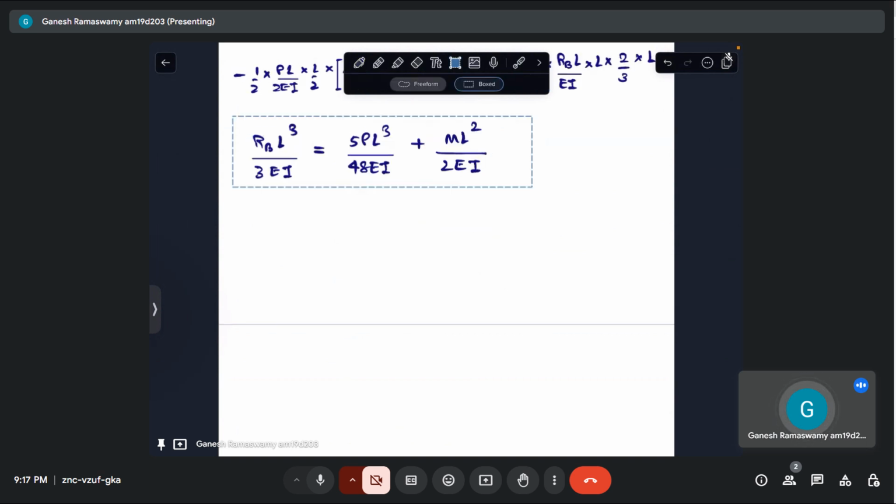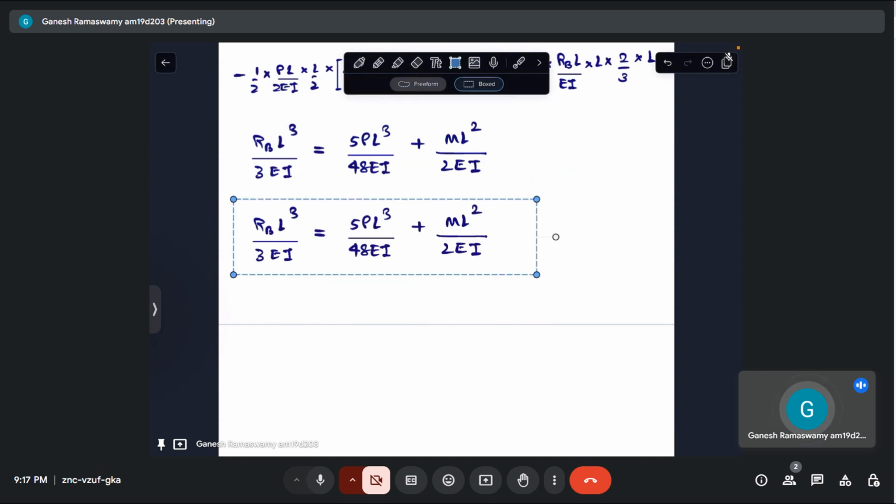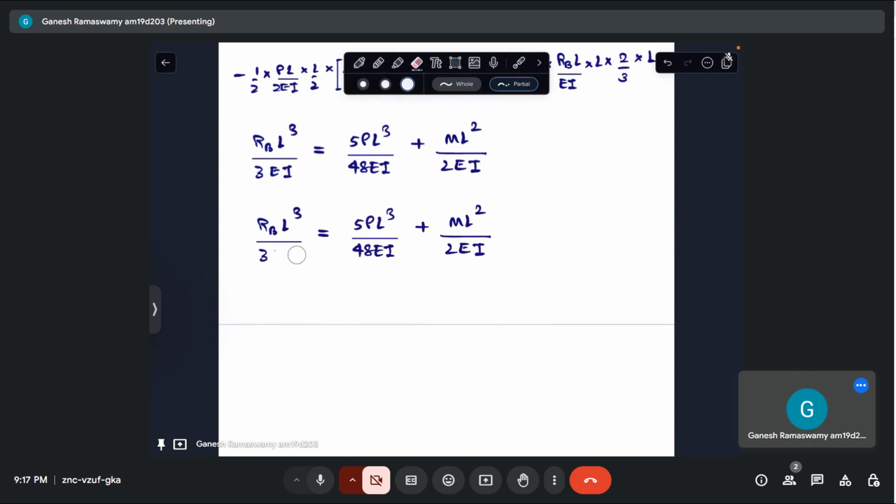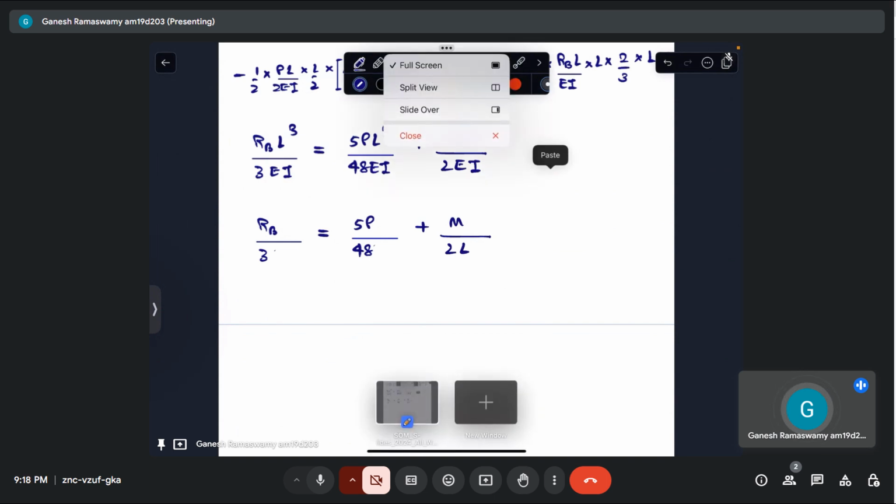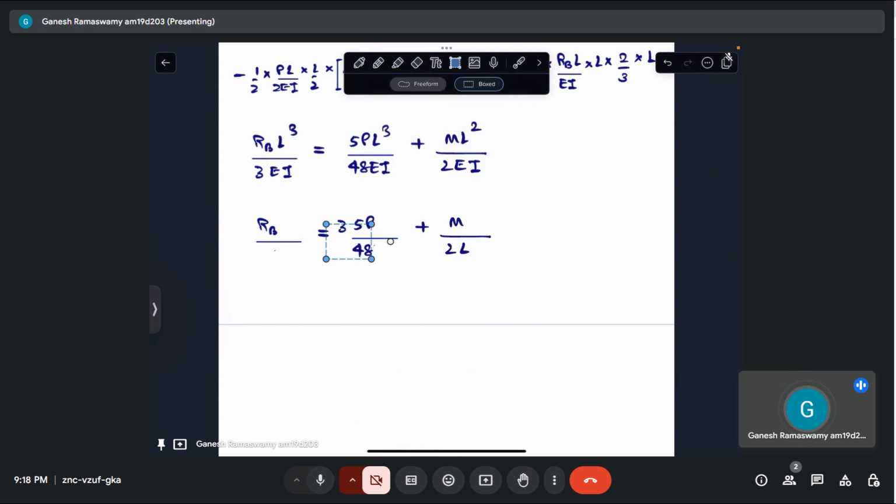So if I get rid of the flexural rigidity here, EI gets removed. If I were to divide the entire thing by L cube, I get 1 L here. Now if I were to take 3 to the other side, I have it like that. 3 into 5, and then I have this quantity.